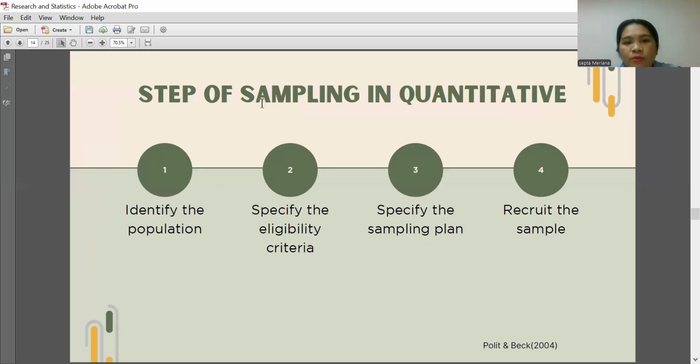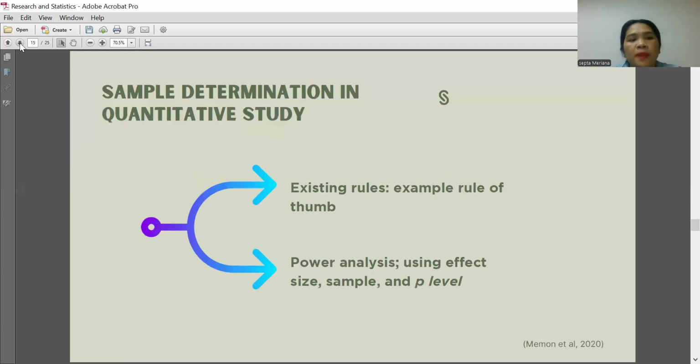So this is the step of sampling in quantitative study. We identify the population first. We make the inclusion and exclusion criteria. We specify the sampling method we use, and we ask the patient to participate in our study. So sample determination, how we determine the sample size, right?